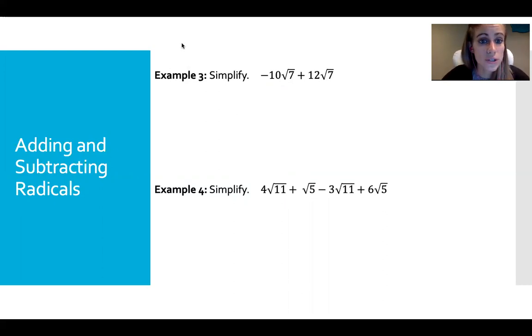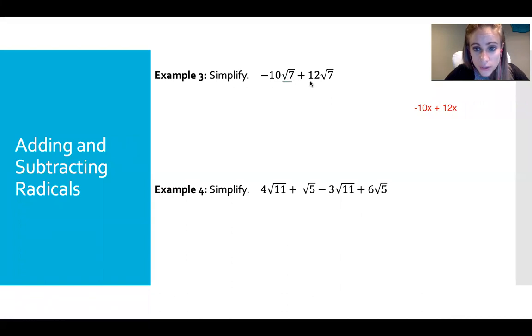So if I just create a random problem over here to relate it to, let's say you had negative 10x plus 12x. Well, are they like terms? Yeah, they're like terms because they both have the variable x. So that's what we're looking for in radicals. When we're adding and subtracting, they need to be like terms. So instead of having the same variable, they need to have the same radical.